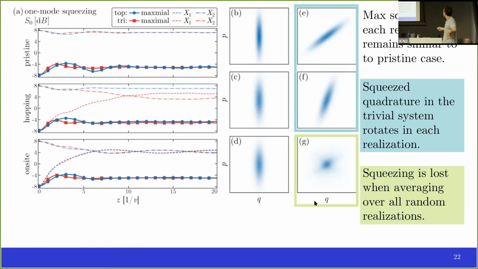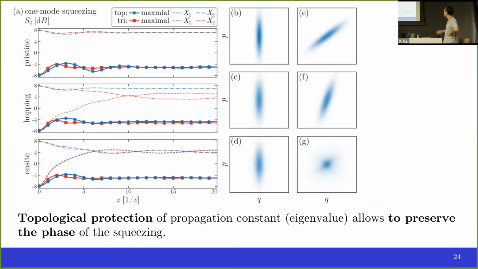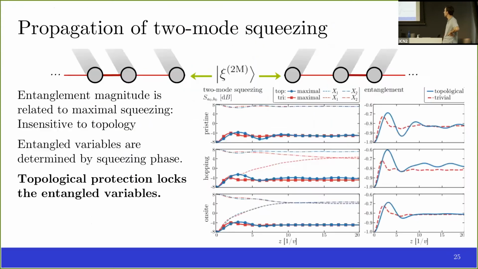So when taking an average over all random realizations, we are taking an average over incoherently oriented ellipses, and thus squeezing is lost. When introducing on-site disorder, the topological system ceases to be topologically protected and behaves just like the trivial system. So on these terms, we conclude that topological protection of the propagation constant or eigenvalue of the topological edge state allows us to preserve the phase of the squeezing.